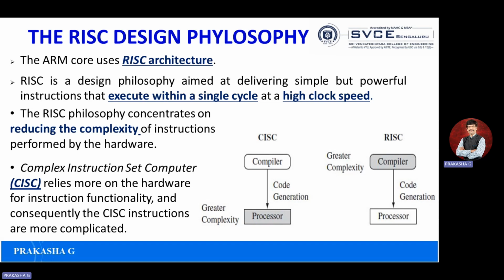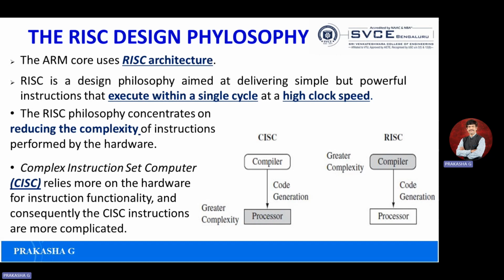That's one advantage. The RISC philosophy concentrates on reducing the complexity of instructions performed by the hardware. Complexity is reduced in RISC. There is no complexity in the processor, no complexity in the hardware. The complexity always lies in the compiler. So with this diagram, you can easily understand the difference between CISC and RISC.